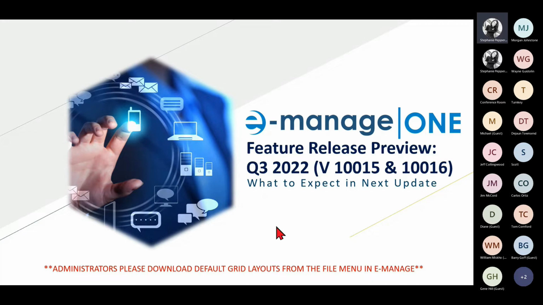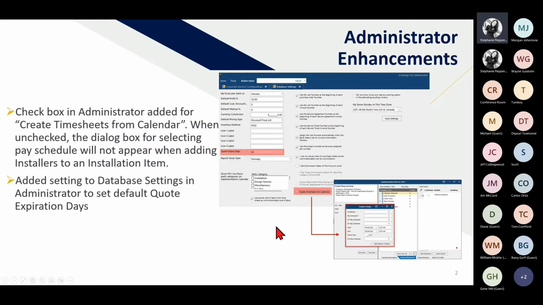So let's get started. First slide here, we're going to talk about a couple of admin settings that we just added in. Anybody who's not admin, you can kind of zone out for a moment here, but we did add a couple of settings in the administrator application. The first one is a checkbox worded "create timesheets from calendar" right here in your database settings. When you open up your administrator application, your database settings will be under tools. By default, this is going to be unchecked for everyone.